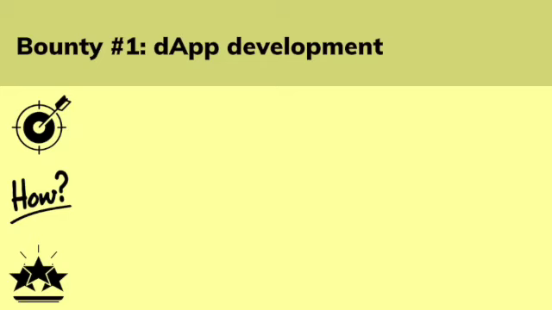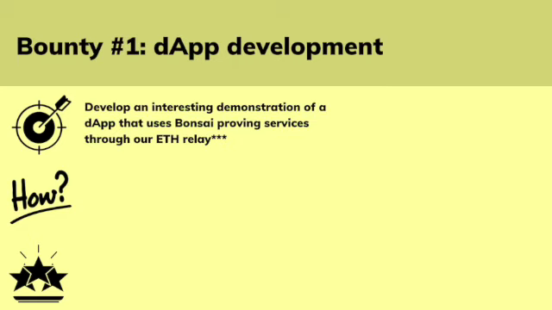So we've got a couple of bounties, and the first one is obvious. Let's do some dApp development. Here we're looking for an interesting demonstration of a dApp that uses the Bonsai proving services through our ETH relay. And it doesn't necessarily have to do something that's an incredibly beefy off-chain computation. It could just be something that allows you to make a dApp that's slightly more complex. We also really love educational pieces that are really clean, well-documented demonstrations of simple use cases.